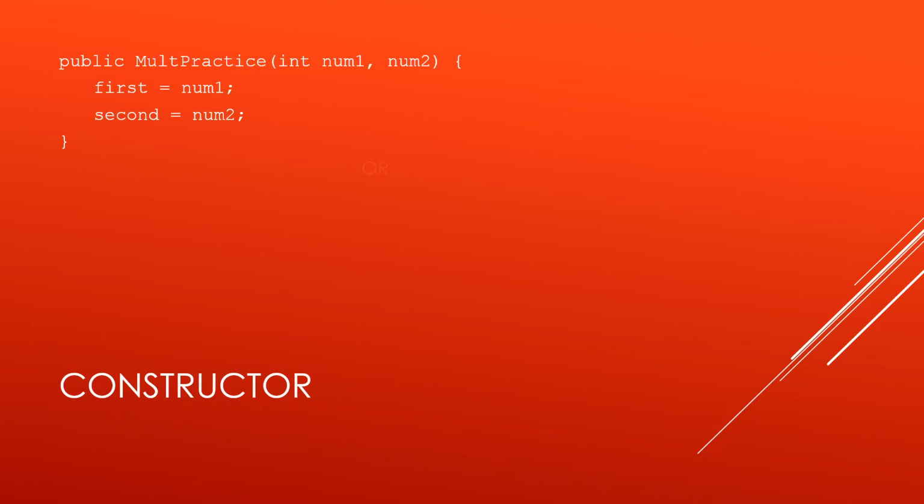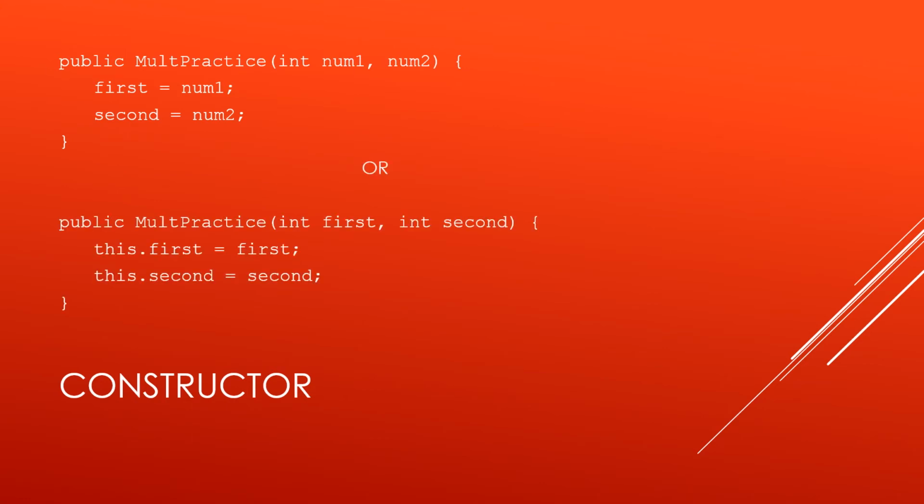So for your constructor, you would write public MultPractice(num1, num2) with two parameters, both ints, and you would set first, from your instance variables, equal to num1, and second, from your instance variables, equal to num2. Or you could make another constructor that has int first and int second as the parameters, and you would be setting this.first equal to first, and this.second equal to second. The this.first and this.second here are both the instance variables that you declared in the class. So you're just setting the instance variables equal to the parameters.